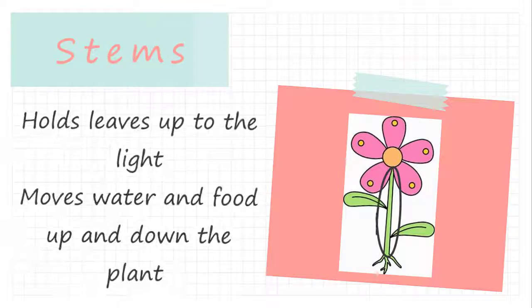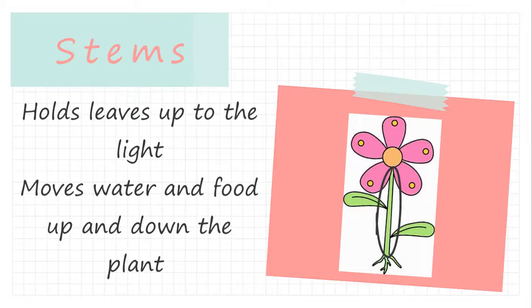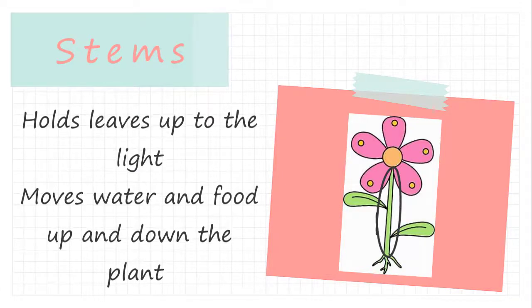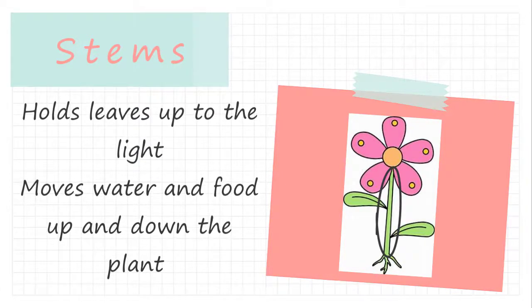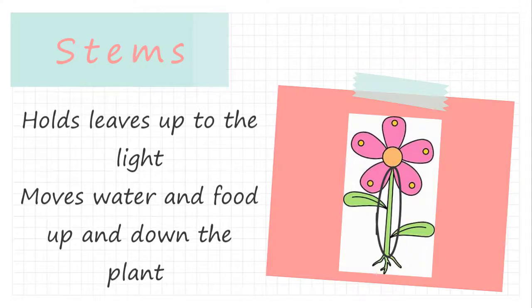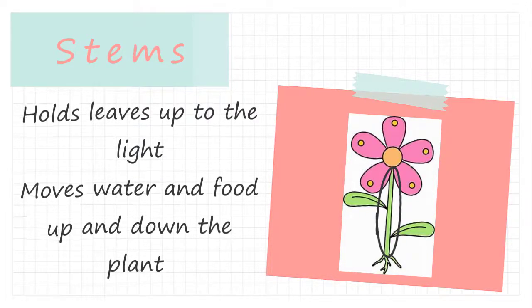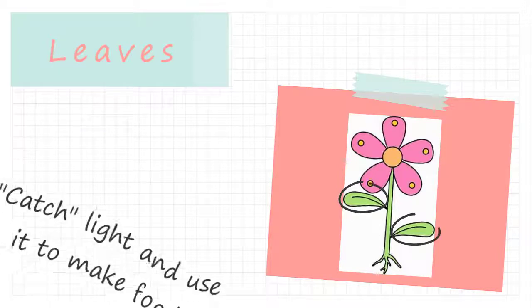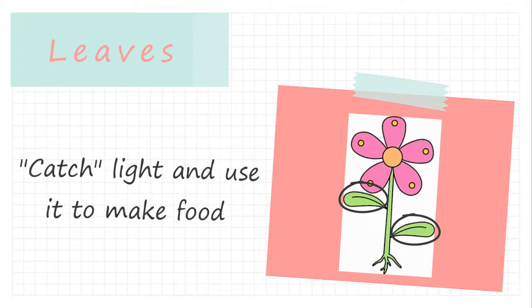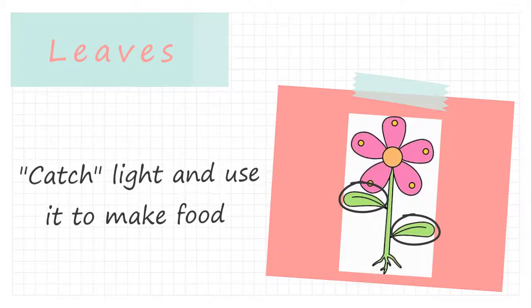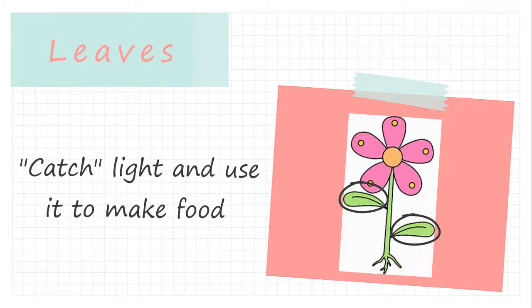Attached to the root is our next external part, the stem. The stem functions include holding leaves up to the light and serves as a transportation system to move water and food up and down the plant. The third external part are the leaves. The leaves' job is to catch light and use it to produce food.